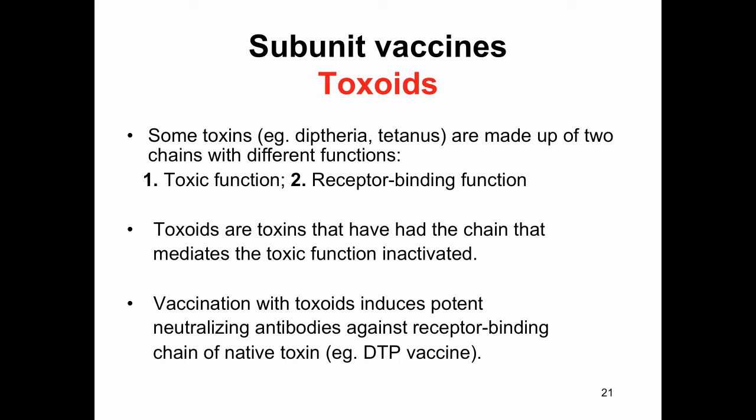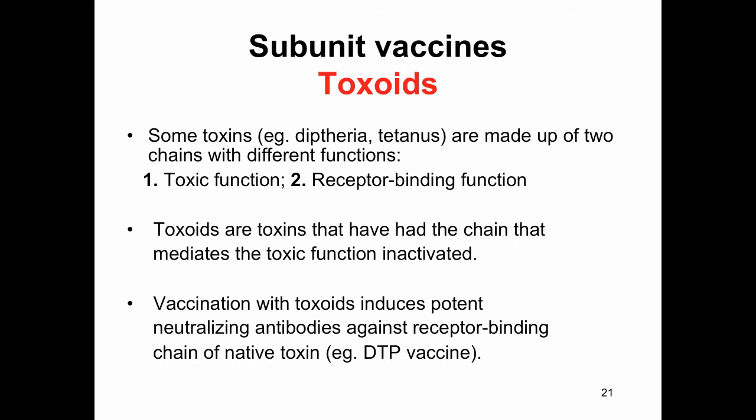So just some examples of subunit vaccines. One example are these toxoid vaccines that are designed to induce a protective immune response against toxins that are produced largely by bacteria like tetanus or diphtheria bacteria. These toxins often are structurally conserved and are made up of two protein chains with different functions. One of those chains is involved with binding to specific receptors on cells, and that allows internalization of the toxin, and then the other chain mediates its biologic effect.